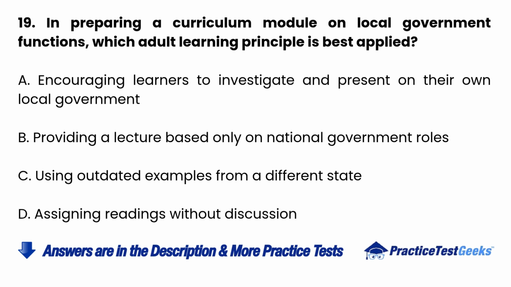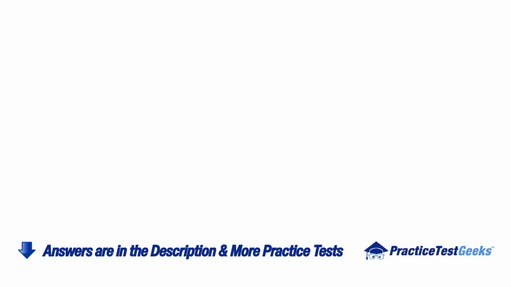19. In preparing a curriculum module on local government functions, which adult learning principle is best applied? A. Encouraging learners to investigate and present on their own local government. B. Providing a lecture based only on national government roles. C. Using outdated examples from a different state. D. Assigning readings without discussion.